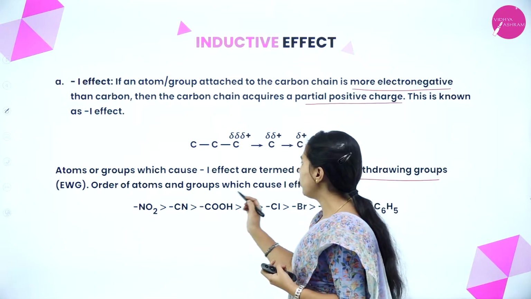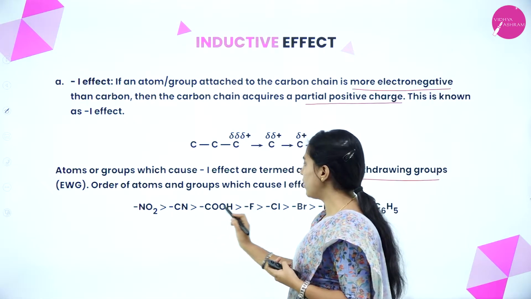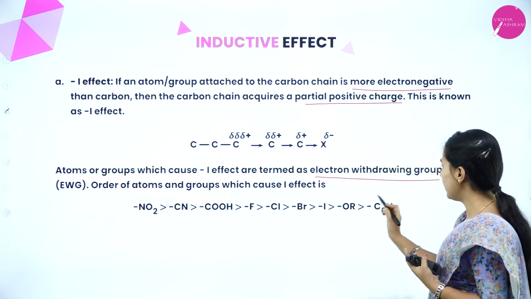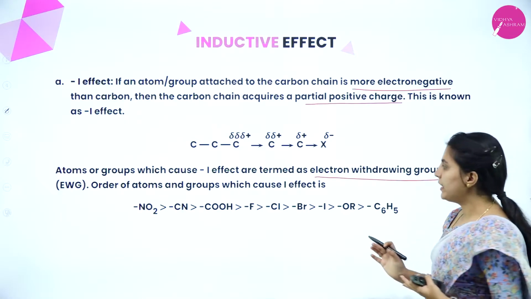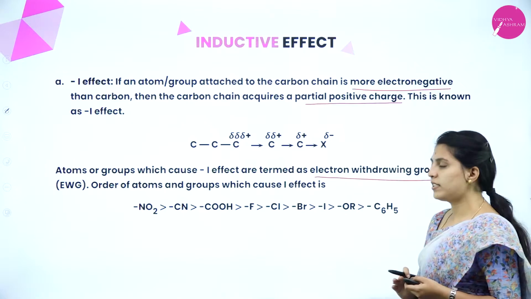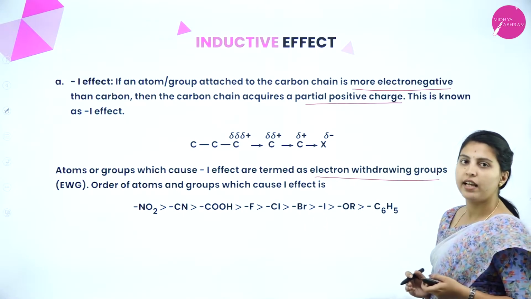Order of atoms and groups which cause minus I effect is: nitro, cyano, carboxylic acid, fluoro, chloro, bromo, iodo, ether and benzyl group. These are the order of atoms or groups which will cause minus I effect. From nitro is most, here benzyl is least.